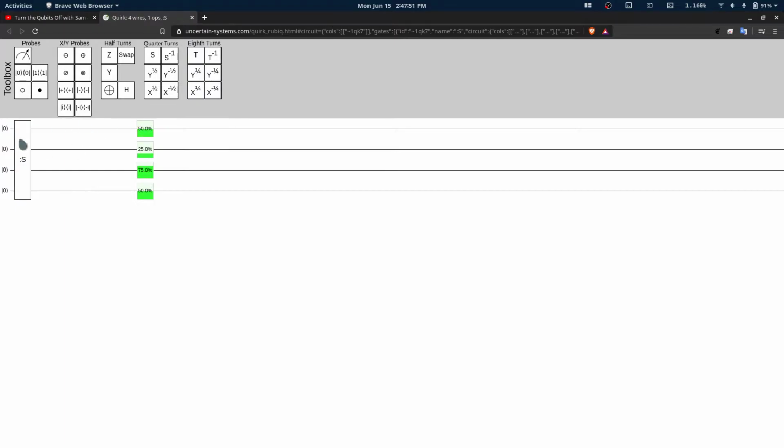We have to apply gates such that we reverse the hidden, or mysterious, gates within this box, such that the state of all these qubits becomes zero. So without wasting any time, let's continue.